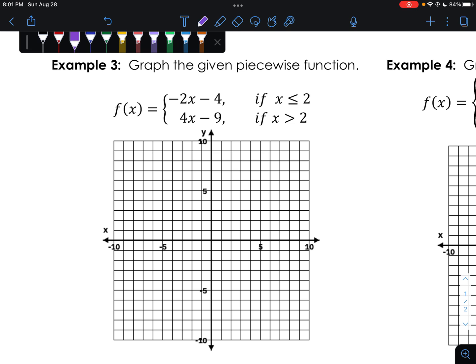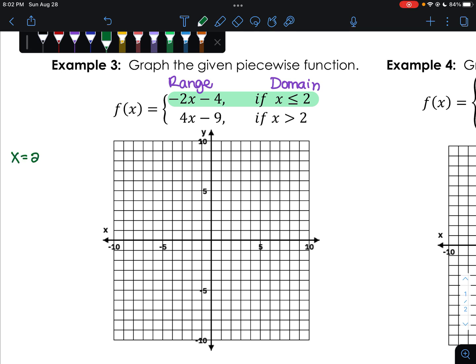So again, we're graphing a piecewise function. This tells us our domain. This tells us our range. You graph one by one. So I'm going to start by graphing this top equation. I start by plugging in 2. This time 2 is included, so it will get a closed circle.